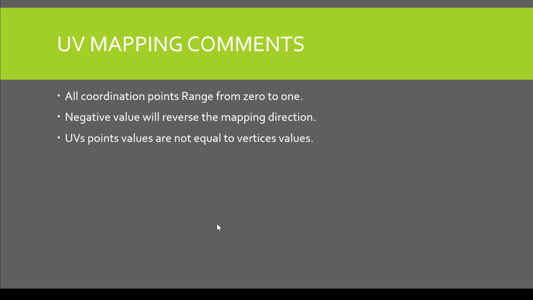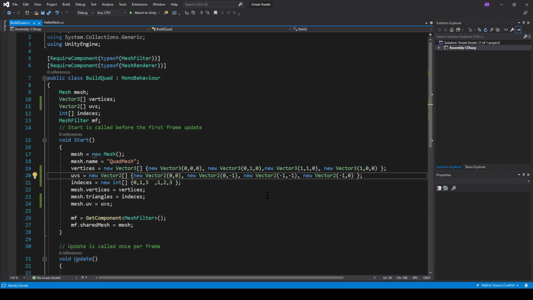Another comment: UV point values are not equal to vertex values. This is obvious, just to insist on this point. When we wrote the code the first time, the coordinates were all between 0 and 1. Now let's change the values for the vertices. Let's say our quad has a size of 5, so all the 1 values will be replaced by 5. So all the points are now between 0 and 5, the range of the quad.